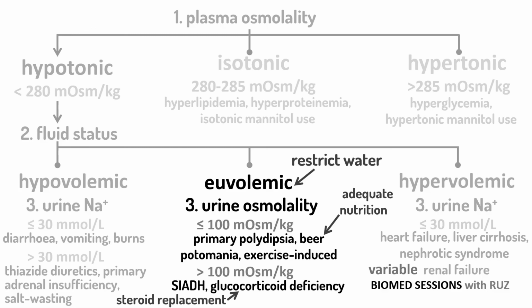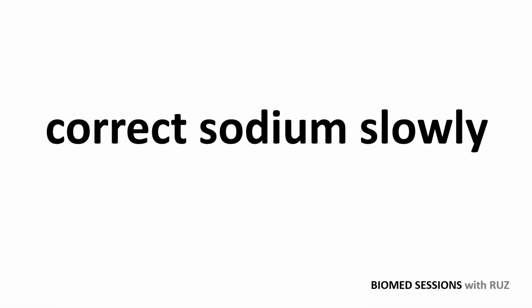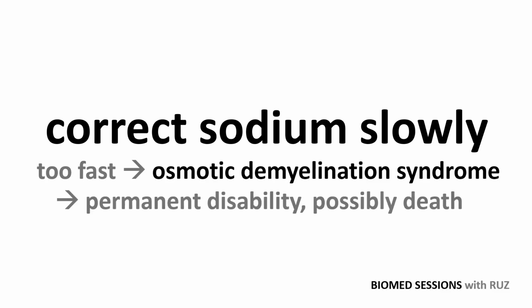For SIADH, generally fluid restriction is required whilst we try to figure out and fix the underlying cause. Vaptans are medications which hinder the activity of ADH, thus can be considered for use in both euvolemic and hypervolemic hyponatremia. Ideally, plasma sodium correction should be gradual as correcting too quickly can lead to the complication osmotic demyelination syndrome, which can cause permanent disability and, in a proportion of cases, death.